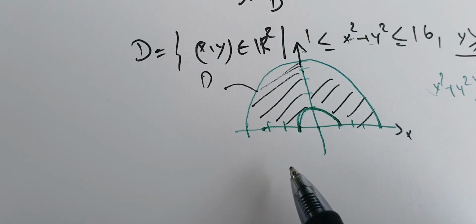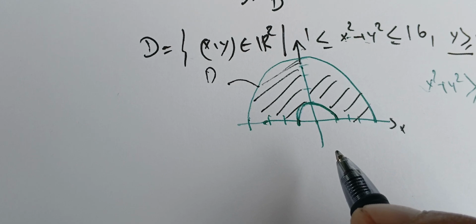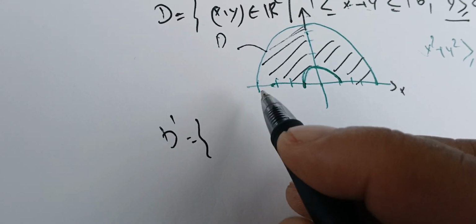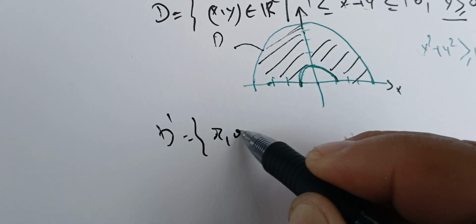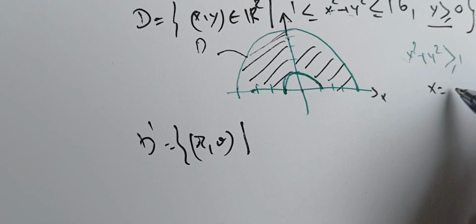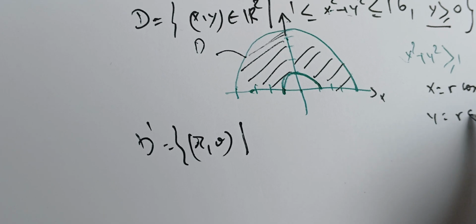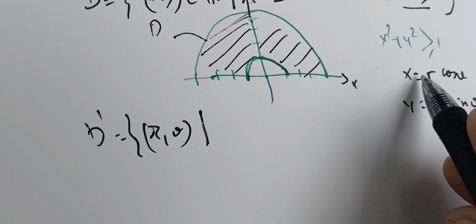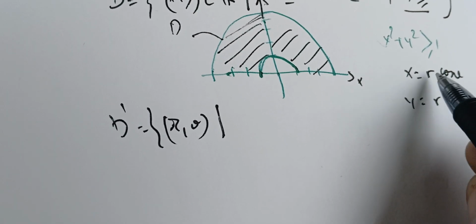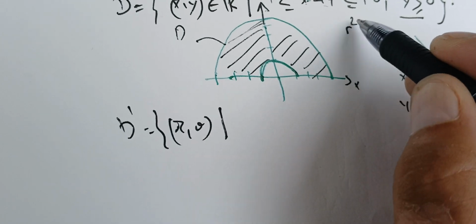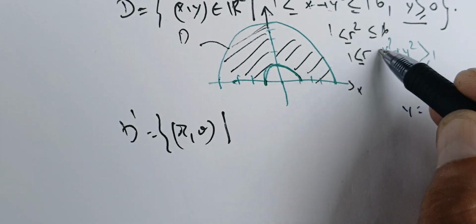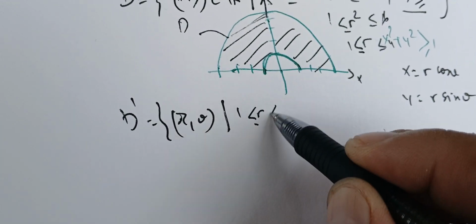I can transform this region to another region that I'm going to call D prime. I'm going to use polar coordinates, so here I'm going to use r, theta. Remember that the polar coordinates are given by x is r cosine theta and y is r sine theta. If I square x and square y and add them, I get x squared plus y squared is r squared. That means r squared is between 1 and 16. Since r is positive, r is between 1 and 4.